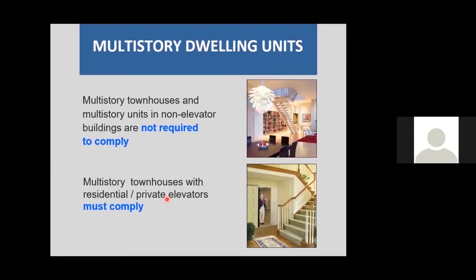So multi-story townhouses, multi-story units, and non-elevator buildings are not required to comply. We just went over if they are in buildings with common elevators. Also, multi-story townhouses or units that have private elevators in the unit, that unit with the private elevator would be required to comply. If it's not a common elevator, it will not trigger coverage for the entire building, but it will for the unit that the elevator is present in.